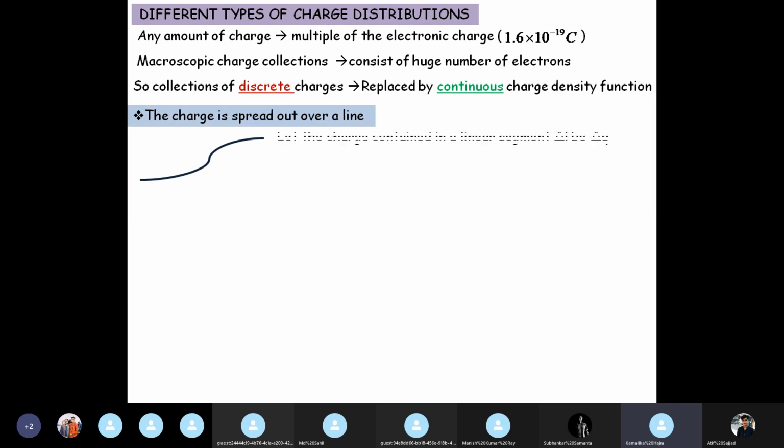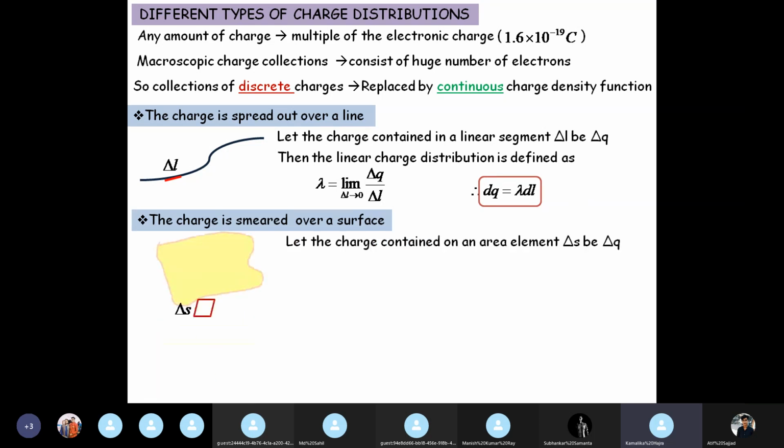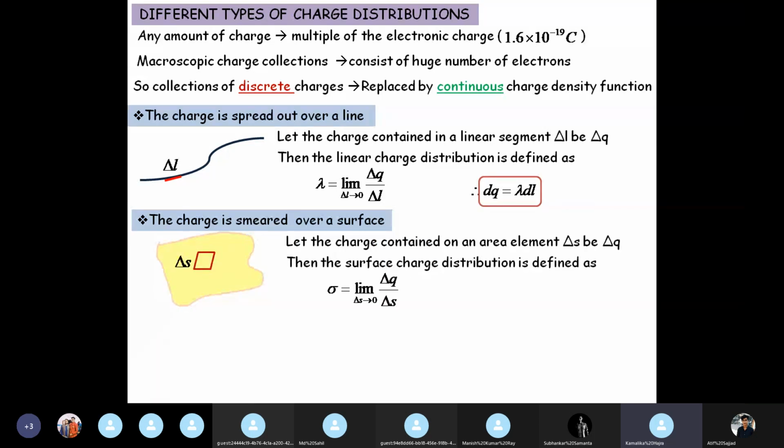So we saw that there was the line charge density function, so that dq equal to lambda dl, where lambda is dq/dl, and if you want to find the total charge from this line charge distribution, then you have to integrate this along the line. Then there was the surface charge distribution, the charge smeared over a surface, sigma equal to dq/ds, and dq equal to sigma ds therefore. So if you want to find the total charge over here, then you have to integrate over the surface.